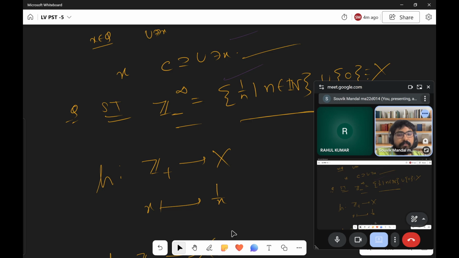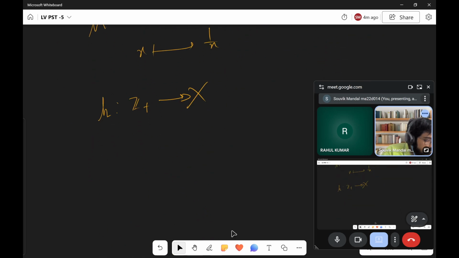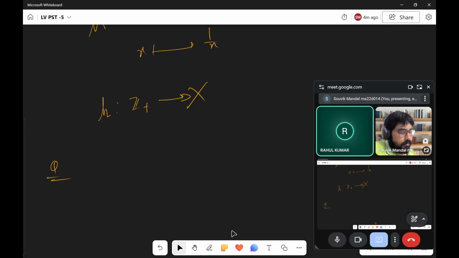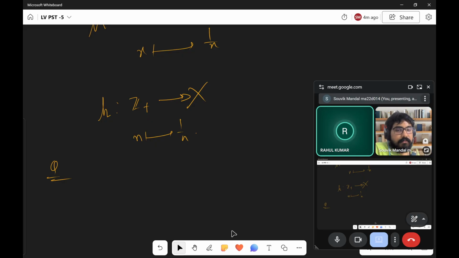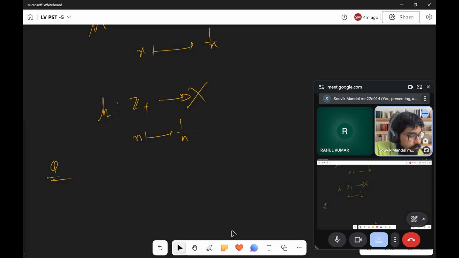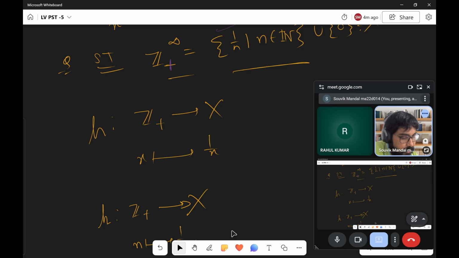Okay, so the next problem. Sir, in this problem, how we defined the map is the same, n goes to 1/n. And what about 0, sir, as you asked me? First of all, the question was on the set of positive integers, and 0 does not exist in the set of positive integers, right? So there is no 0 in the picture. Okay, sir.